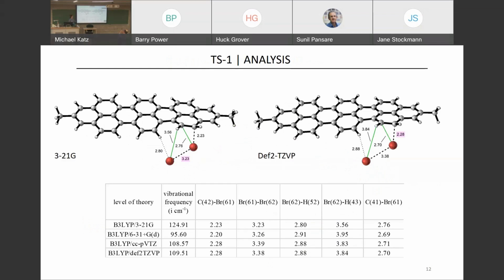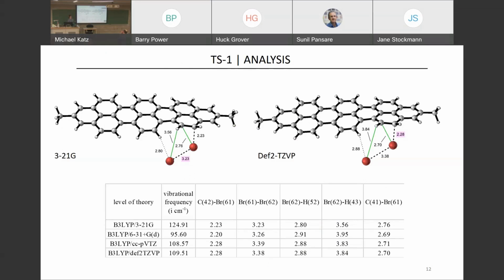Another very important thing to mention is that regardless of the level of theory, the structures look pretty much the same. There are no observable trends in the geometries, which allows us to argue that the IRC calculations obtained at the lower level of theory are enough to confirm the authenticity of the transition state, and we should not repeat those calculations at higher levels of theory.